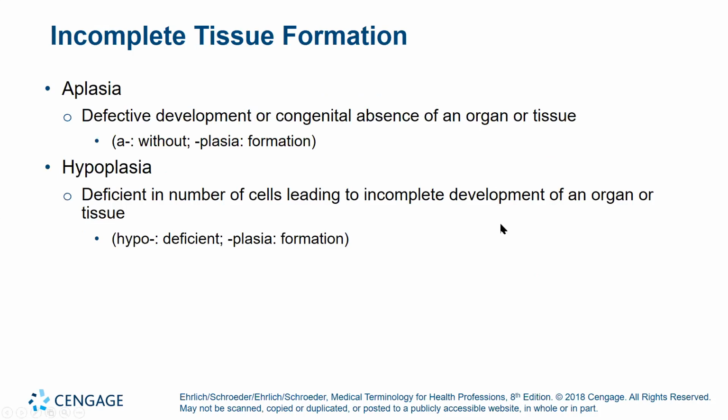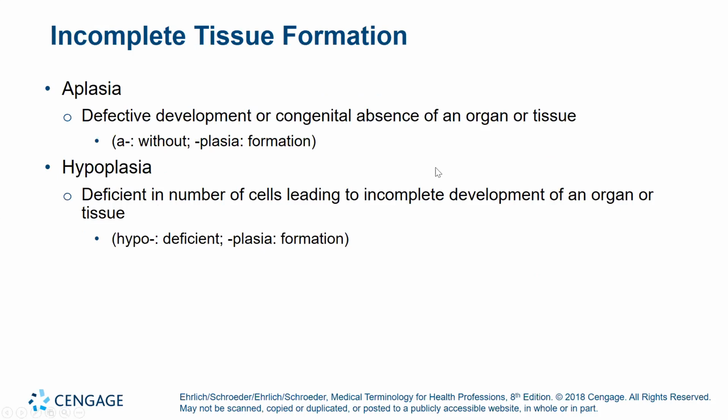Incomplete tissue formation, we have aplasia. Looking at that term, A is without, plasia is formation. So this is defective development or congenital absence of an organ or tissue. Hypoplasia, hypo is deficient, plasia is formation. So deficient in the number of cells, leading to incomplete development of an organ or tissue.